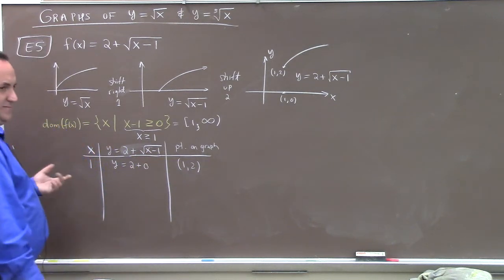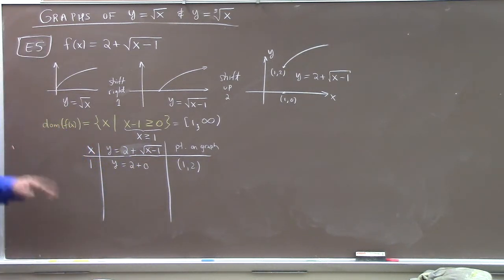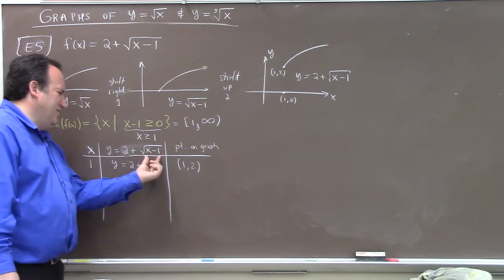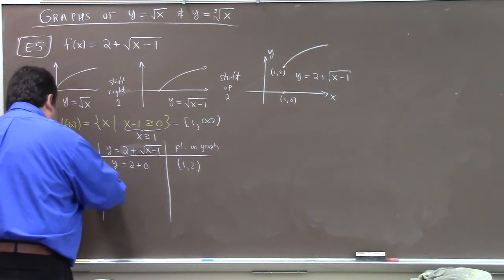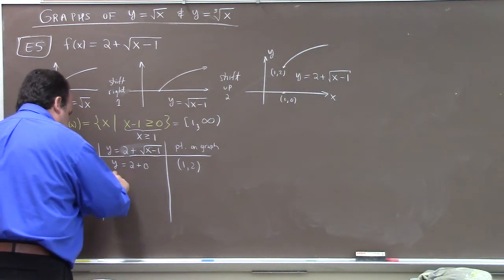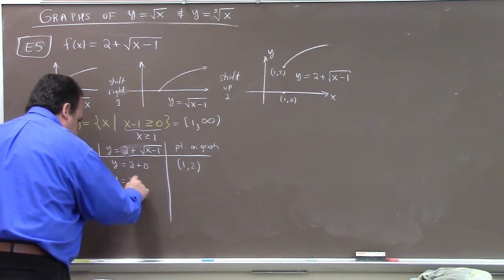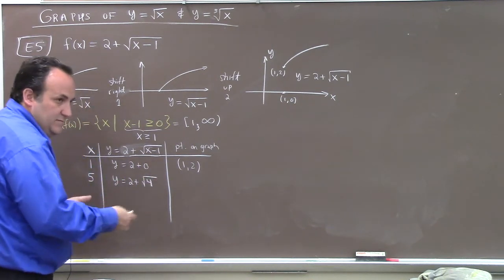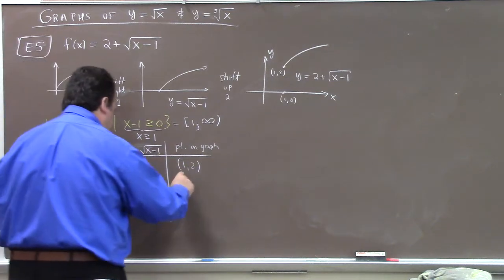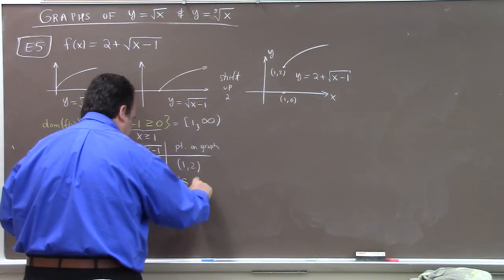And then if I'm smart, I will not do 1, 2, 3, 4. I'll skip ahead to make my life easier. So I think about what would make that 4. x equals 5 would make that 4. I'm going to skip ahead to 5. That's easier. y equals 2 plus the square root of 5 minus 1 is 4, which is 2 plus 2, which is 4. So I get 5, 4 is another point.